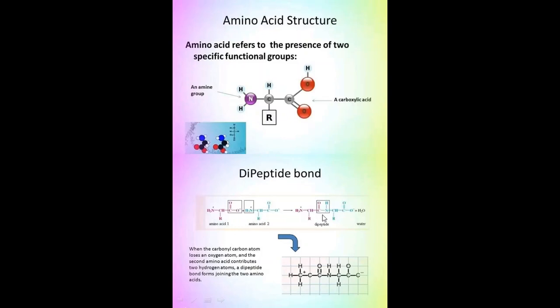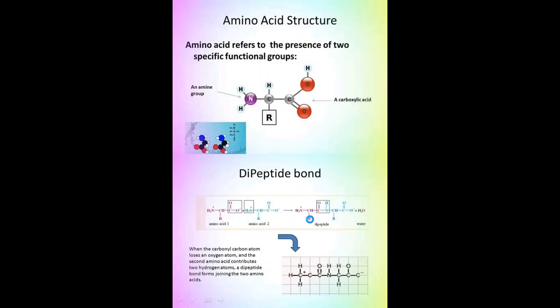So in peptide bond formation, the carbonyl carbon atom loses an oxygen atom and the second amino acid contributes 2 hydrogen atoms, and a peptide bond forms joining the 2 amino acids. So let's say, for example, if you have these amino acids, the oxygen from the carboxylic acid group of the first amino acid and 2 hydrogens from the amine group of the second amino acid join to form water, whereas the 2 atoms join together to form an imide bond.